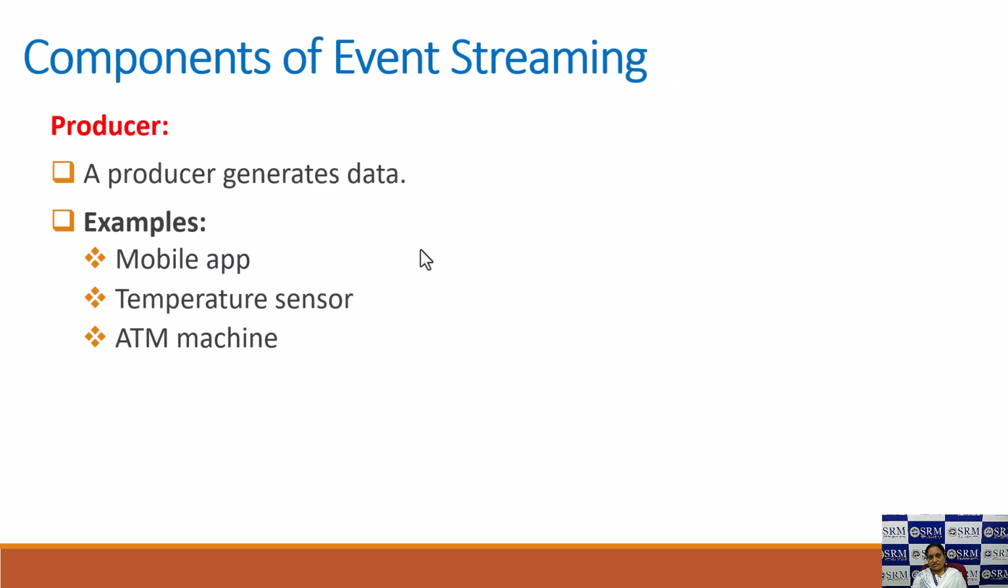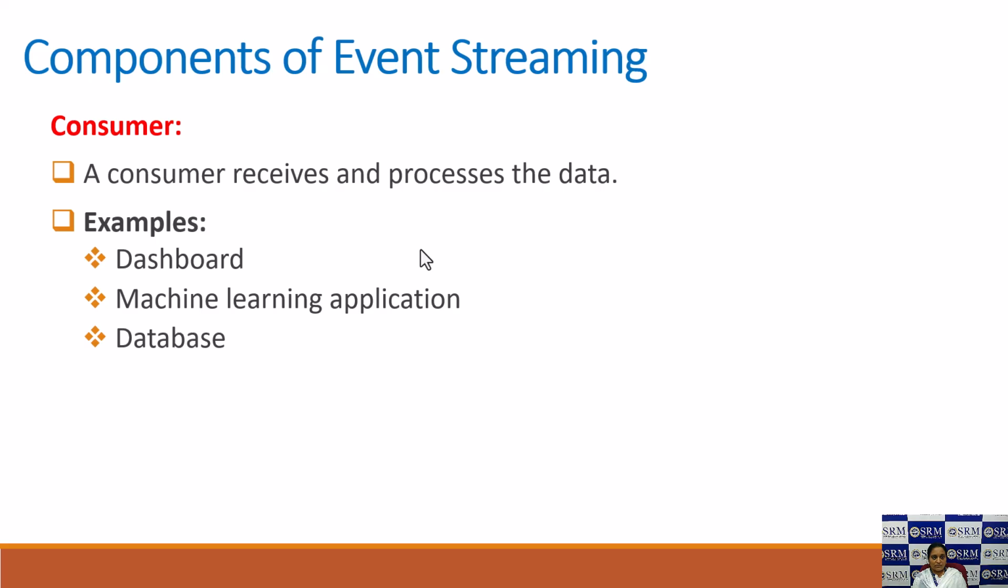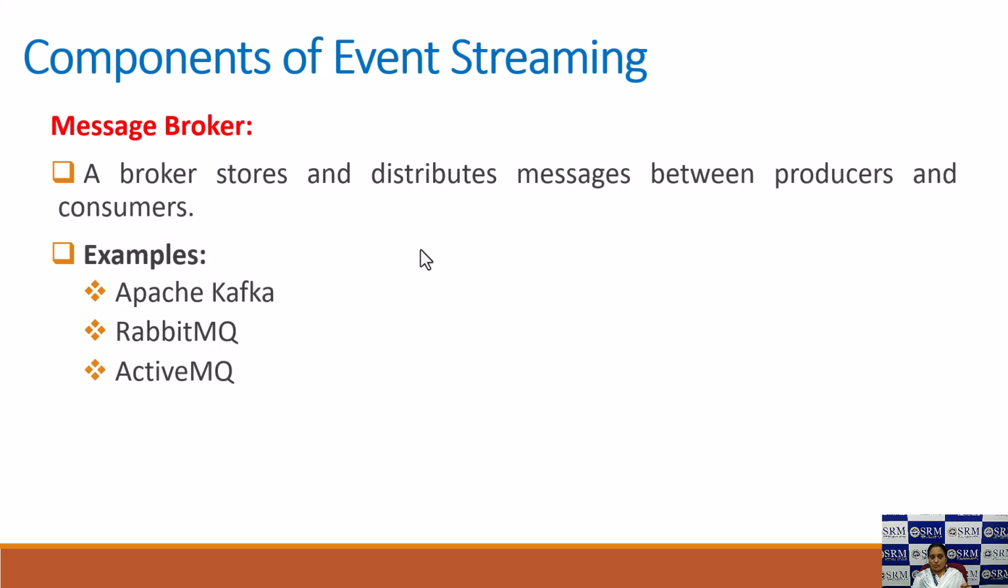Components of event streaming are very important. There are four components: producer, consumer, message broker, and topic. A producer generates data, for example a mobile app, a temperature sensor, an ATM machine. A consumer receives and processes the data, for example a dashboard that processes it and gives a report, a machine learning application, a database. In between the producer and consumer, we have a message broker. The broker stores and distributes the messages between the producer and the consumer. That's why we saw Apache Kafka, RabbitMQ, and ActiveMQ as an introduction to real-time processing in the first video.